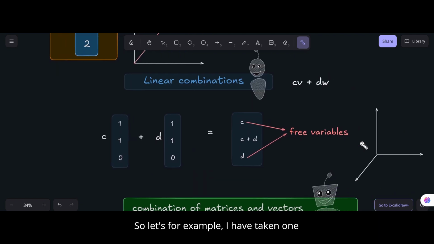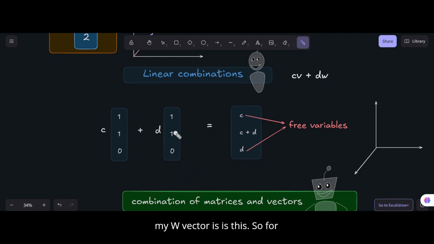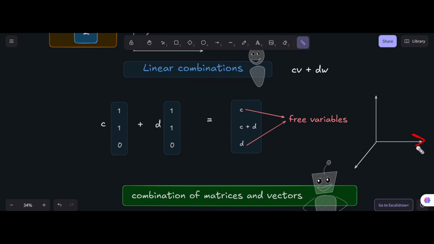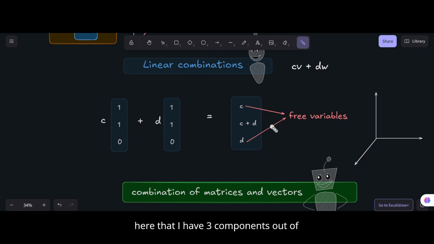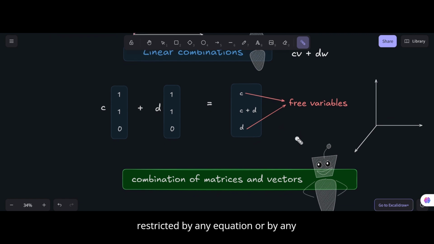So for example, I have taken one example for you guys. Let's assume my v vector is this, of 3 components, and my w vector is this. So for me to plot these, I would require a 3D space, right? If I have computed the resultant already, you would realize here that I have 3 components, out of which 2 of them are free variables. What it means is they can take any value they want. They are not restricted by any equation or any constraint, and the third component is constrained or restricted by some condition.